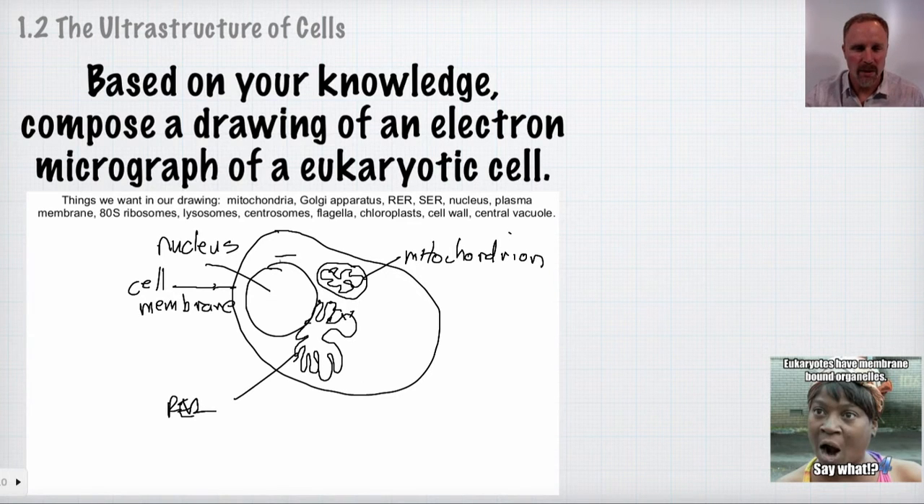We might have over here, again, some smooth ER. Again, the difference between the smooth ER and the rough ER is the fact that it's not studded with any ribosomes, so that's the SER. The smooth endoplasmic reticulum is involved in detoxification, so you find a lot of that, say, in your liver cells and things like that. We've got a lot of bound ribosomes that we said on the rough ER, but you're also going to have these free ribosomes making proteins for the cell there. So we can say that these are the free ribosomes.